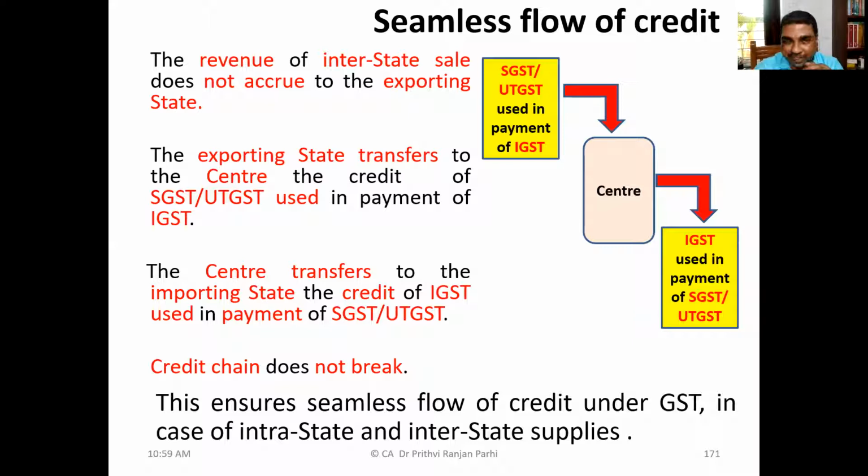So IGST is payable on an interstate supply. But if that is paid by utilizing SGST, then that state should contribute that much money. That means the portion of SGST which is utilized for discharging the IGST liability, that money the state will pay to the center. Okay, so once more: the SGST or UTGST used for payment of IGST will be paid by the state to the center. I think you have understood this part.